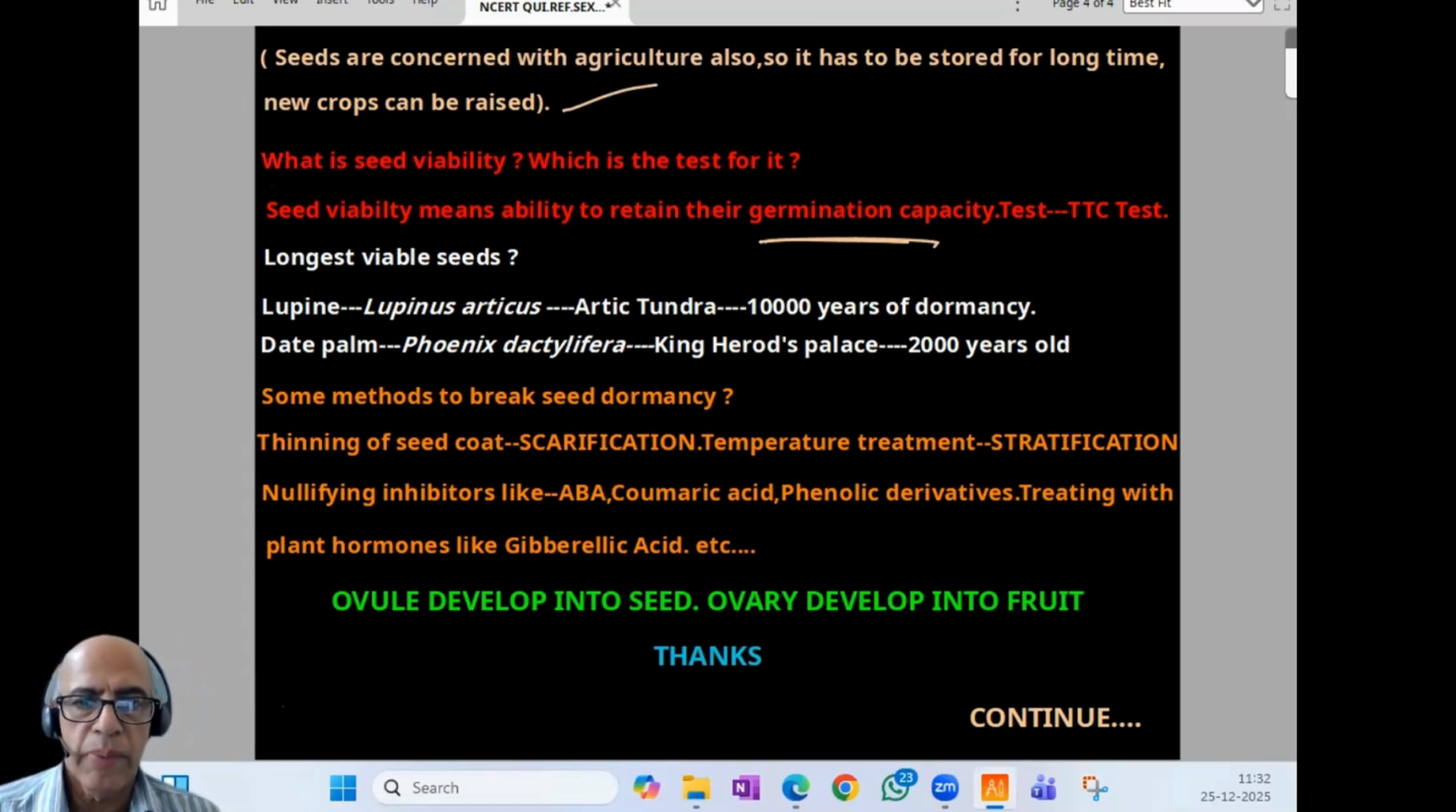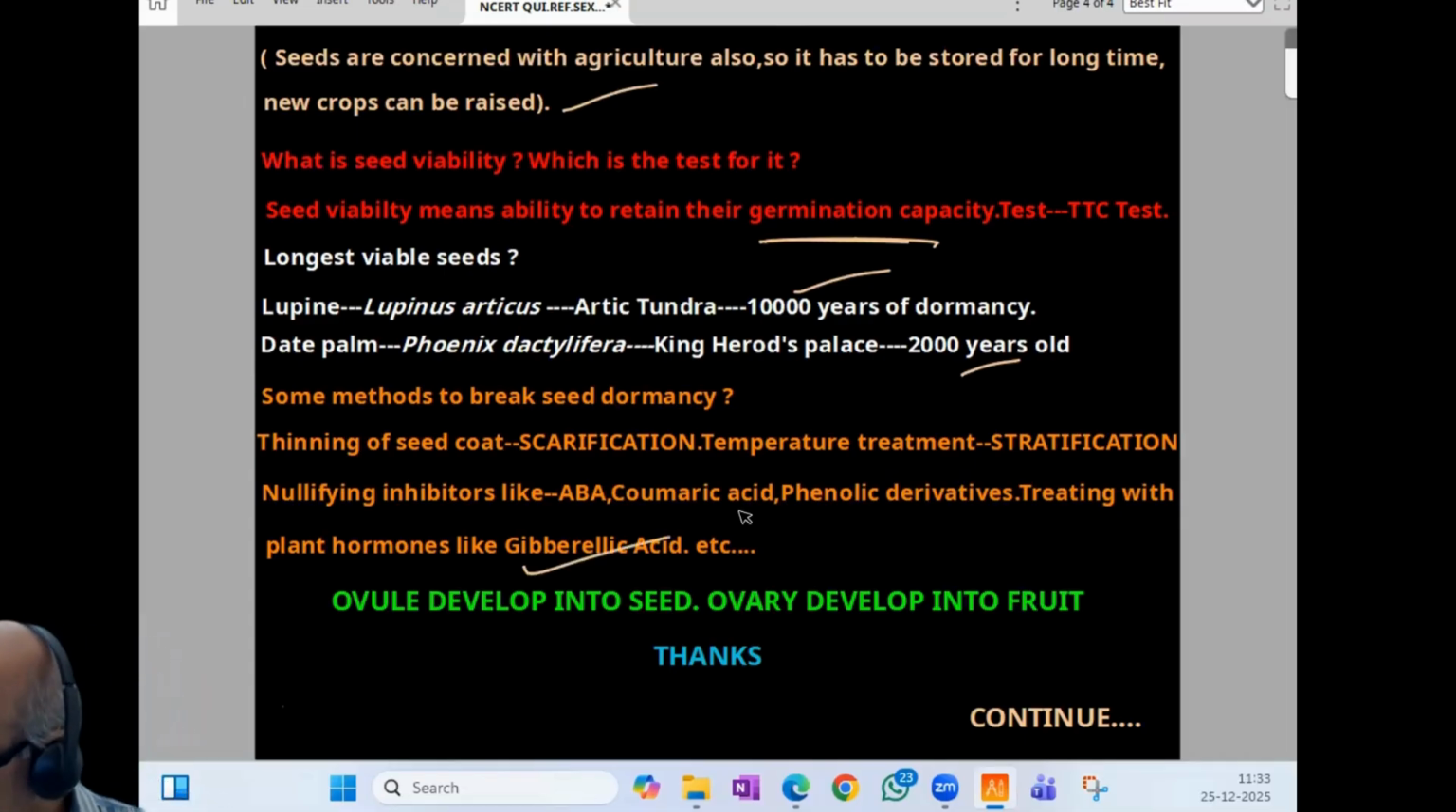Now, the longest viable seed. NCERT says it is lupin, Lupinus arcticus, found in Arctic tundra after 10,000 years of dormancy. Now, date palm, Phoenix dactylifera, from Herod's Palace, 2,000 years old dormant seed. Some methods to break seed dormancy: thinning of seed coat, that is called scarification; temperature treatment, that is called stratification; nullifying inhibitors like ABA, coumaric acid, phenolic derivatives; and finally treating with plant hormones like gibberellic acid. These all can prevent or break dormancy.